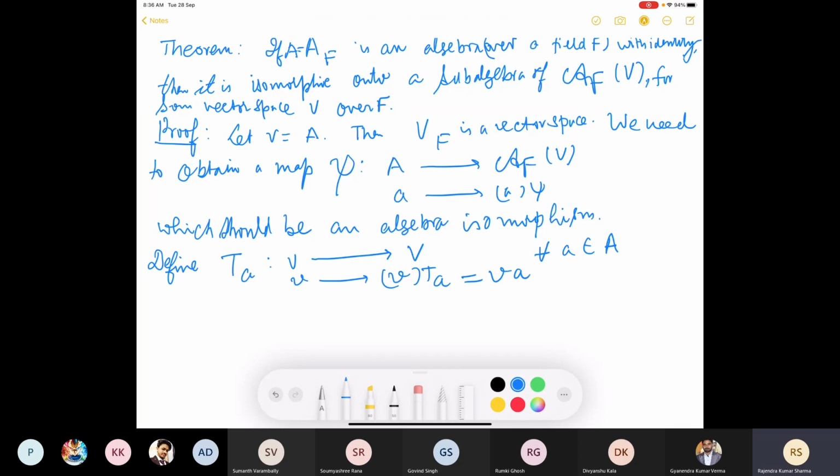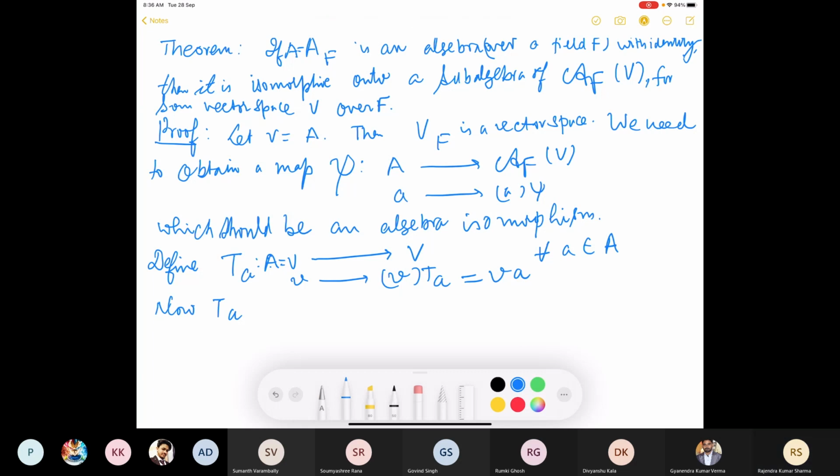Now this VA makes sense because V is A itself. And A is an algebra in which the product is well defined. So VA is an element of A. So VA is an element of V. So define this map T_A. Now you can prove that T_A is a homomorphism.